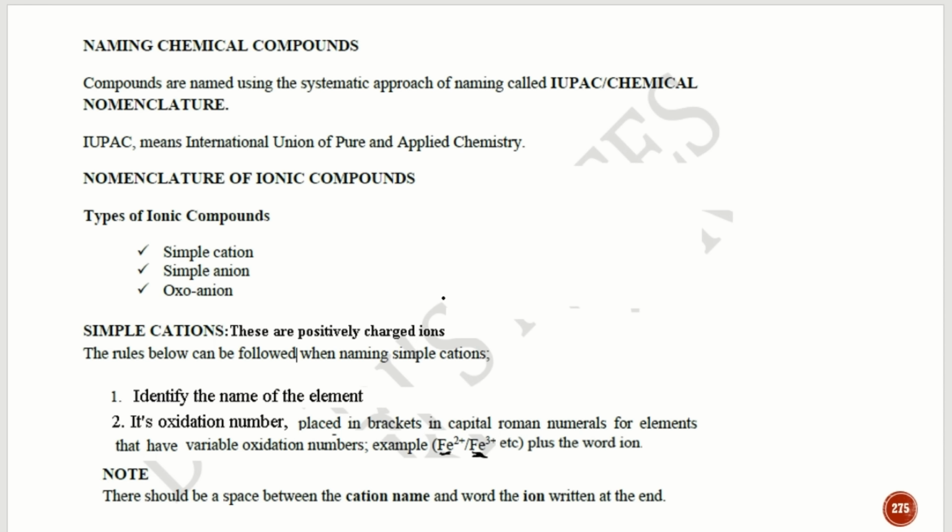Now, we said note, there should be a space between the cation name and the word ion. So when you are done naming, you add the word ion after you've written out the oxidation state. We are saying that between the name of the cation and the word ion, there should be a space between them. Let's take some examples.